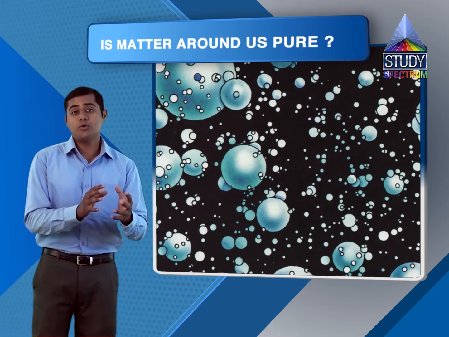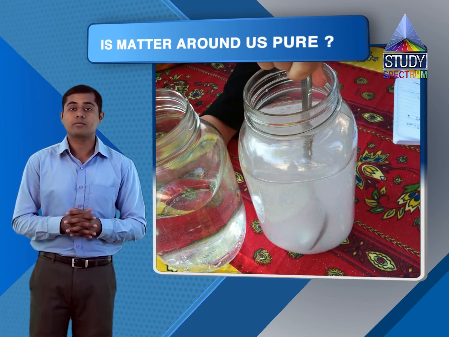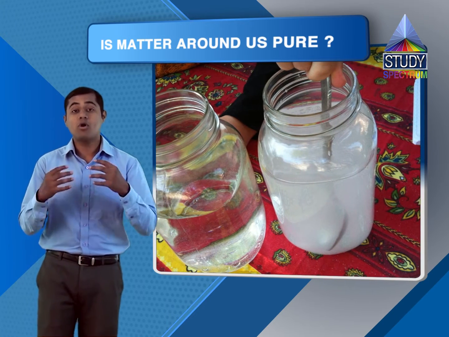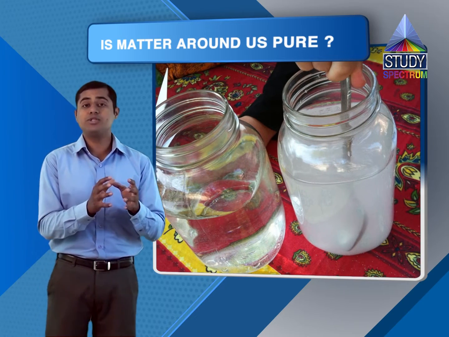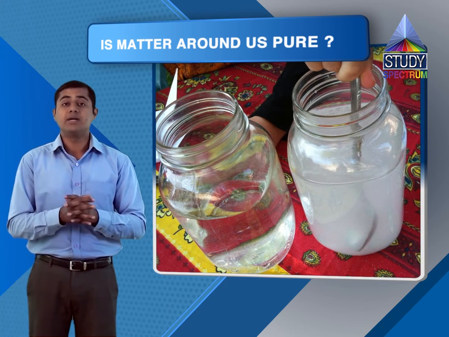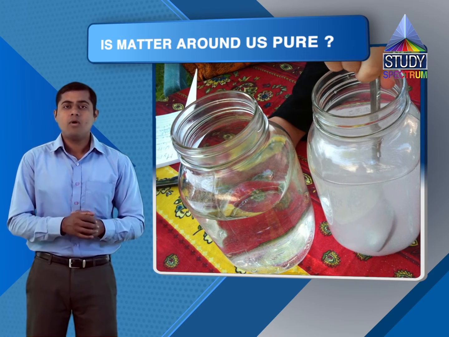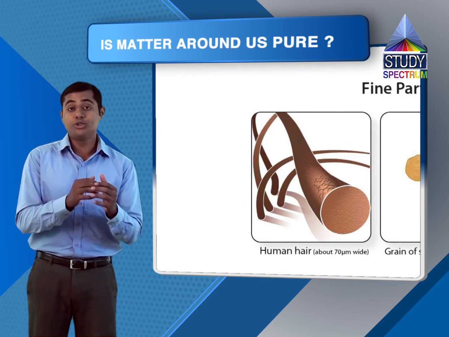Distribution of the solute particles in the solvent is uniform. And most importantly, the solute gets dissolved in the solvent. So, particles of the solute in the dissolved state we cannot see with our naked eyes. What may be the particle size in the solution?